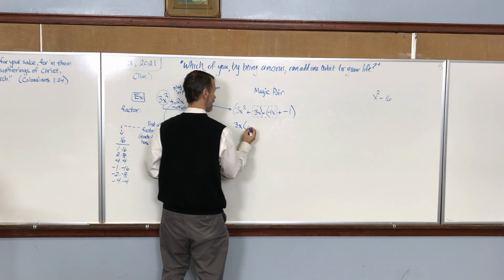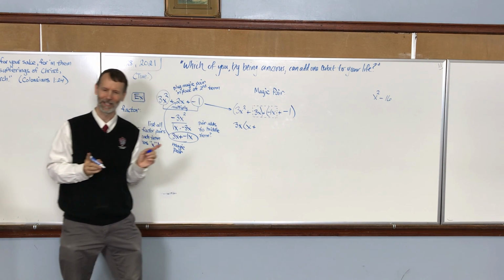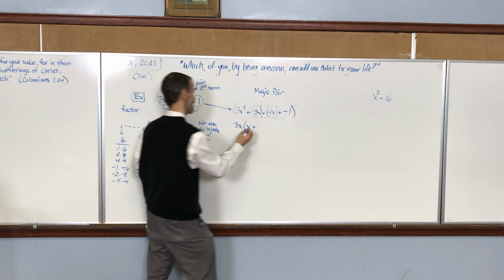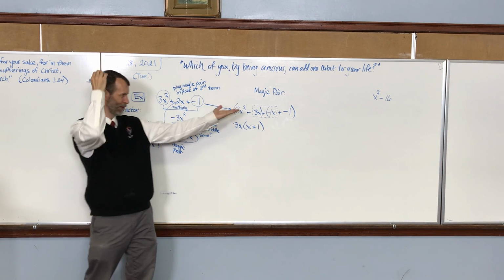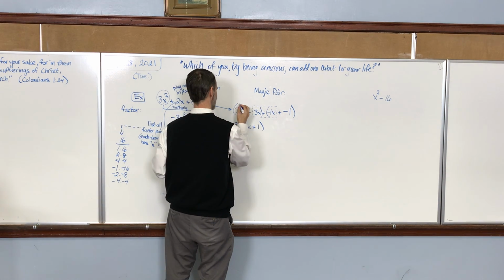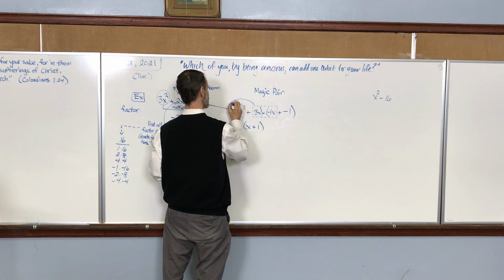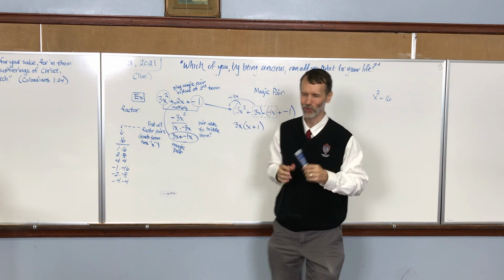What's left behind? X. Plus what? A lot of people are tempted to leave it blank. 1. Nice. Did you see why there's a 1 there? People think, well, you pulled the 3x out, why isn't it blank? You're dividing it out. You're dividing both of the terms, you're undistributing by 3x. 3x divided by 3x is 1.